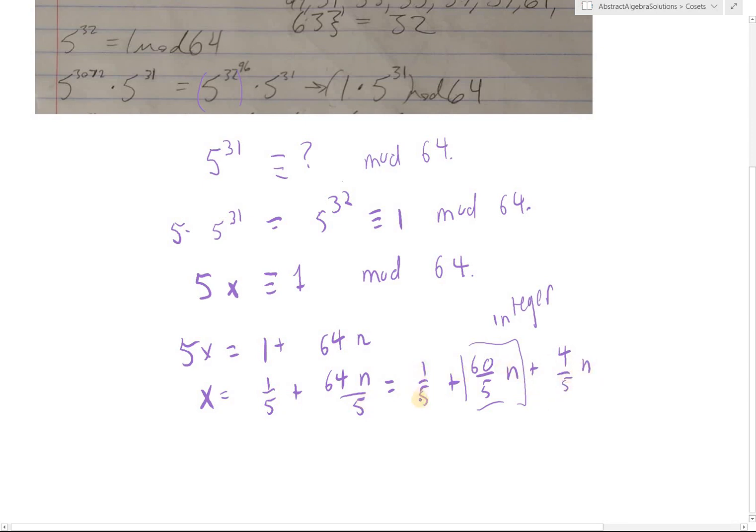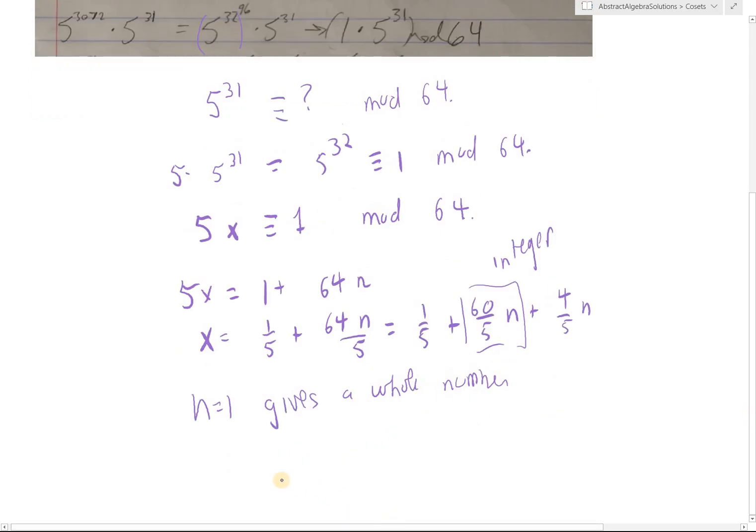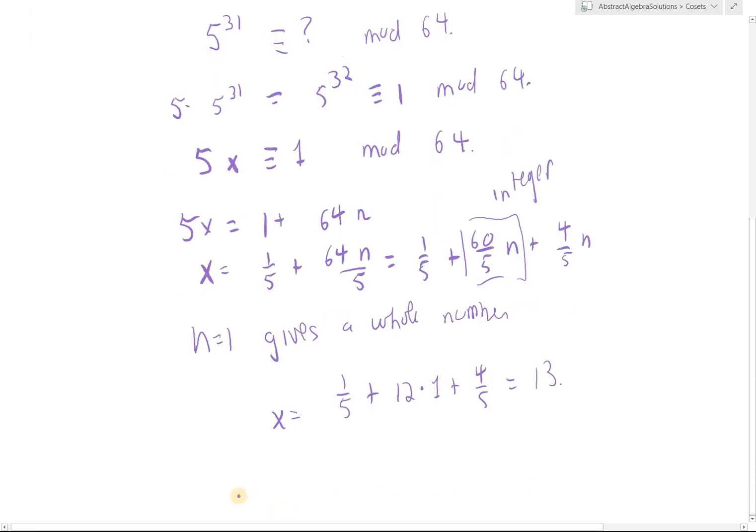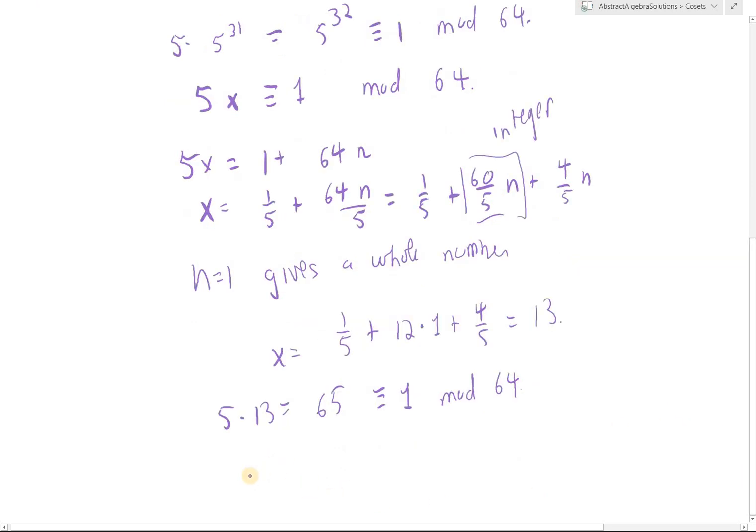All right, and you can see that if I have a 1/5 and a 4/5 n, n equals 1 gives me a whole number. So if I plug in n equal 1, I get x equals 1/5 plus 12 times 1 plus 4/5, which equals 13. And you can check that 5 times 13 is equal to 65, which is congruent to 1 mod 64. Okay. All right, so our answer is that 5 to the 3103 mod 64 is equal to 13.